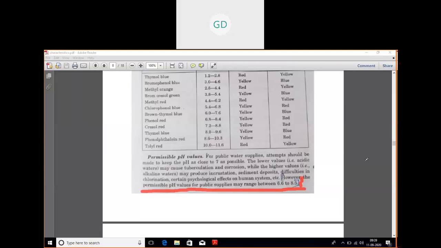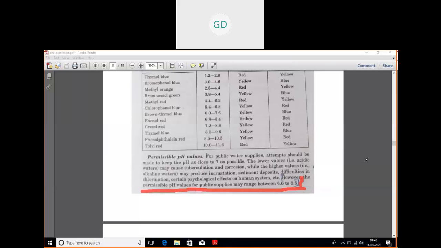And now one question comes: what will happen if suppose we drink water with a pH value of 4? If the water is acidic, and if we drink that water, what will happen? Obviously, it will cause digestion problems. And also, the pipe or the conduit through which the water will come to your home or to your distribution system.